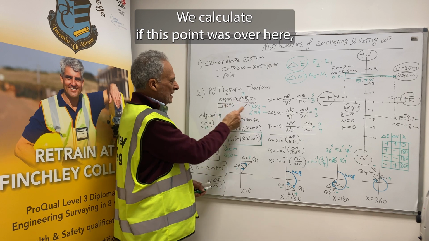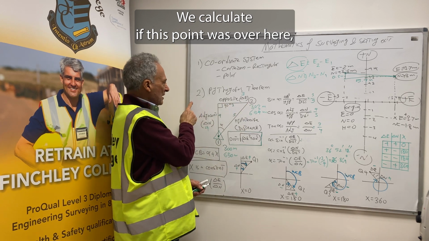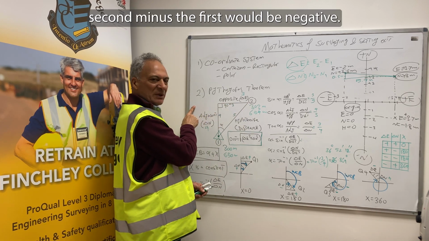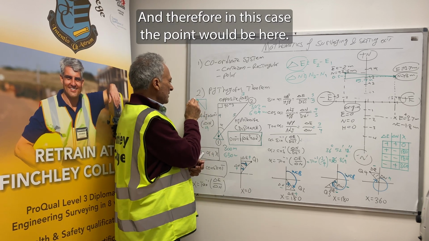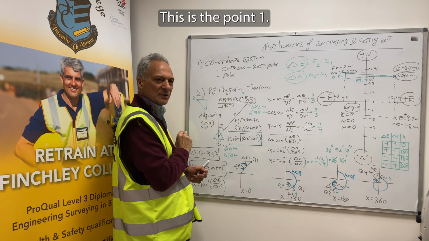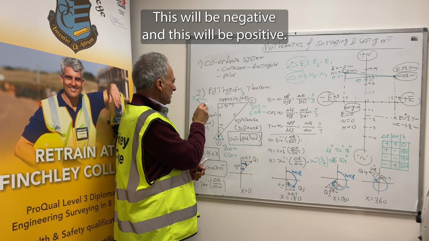We calculate. If this point was over here, second minus the first will be negative. Therefore, in this case, the point will be here. This is the point 2, this is the point 1. This will be negative and this will be positive.